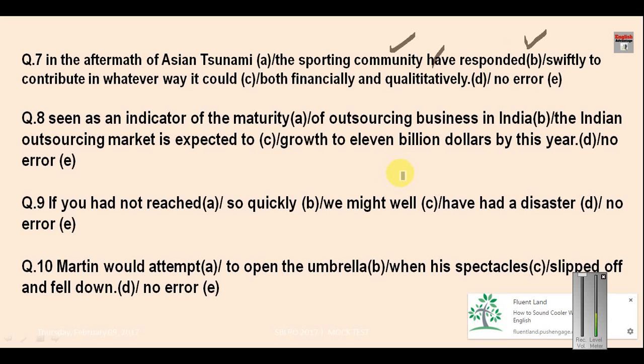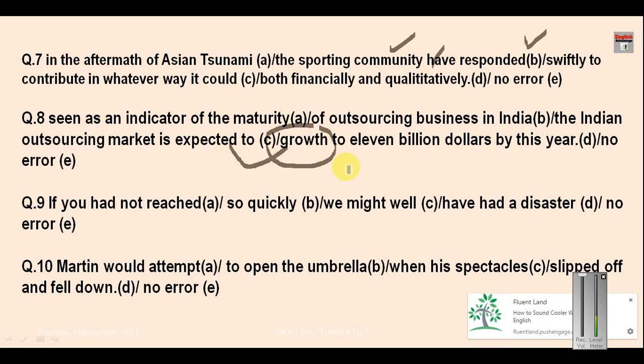Seen as an indicator of the maturity of outsourcing business in India, the Indian outsourcing market is expected to growth. Now here you must say expected to grow, because after to you need first form of the verb. Okay, so expected to grow. So this growth is wrong here, because growth is the noun. In place of this noun you must use verb. So here your answer will be D.